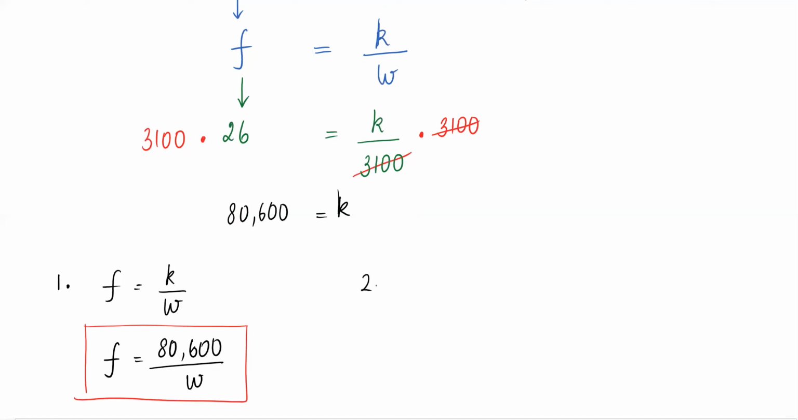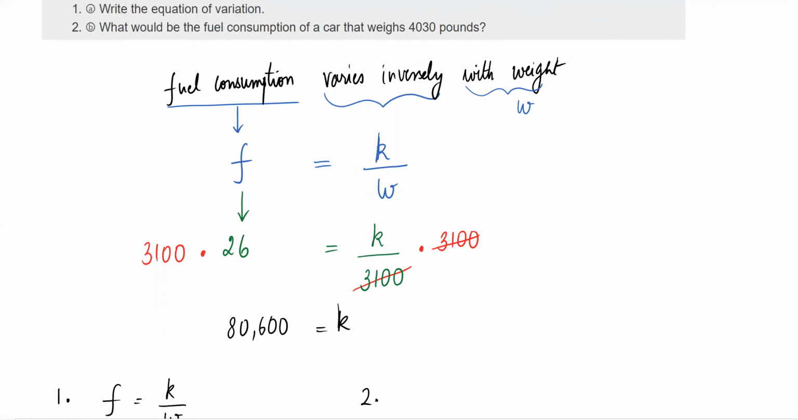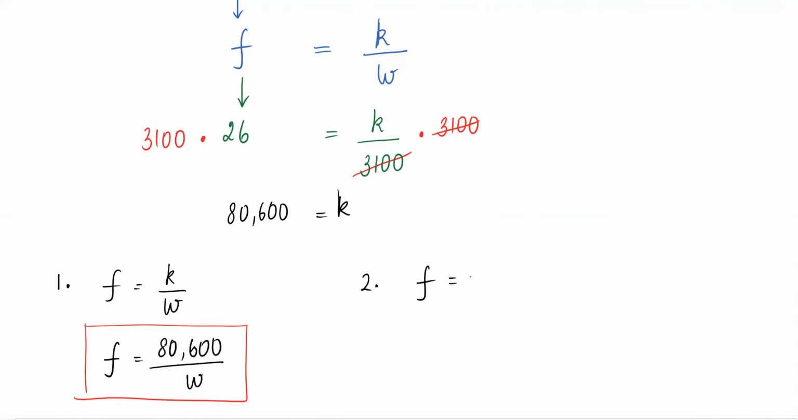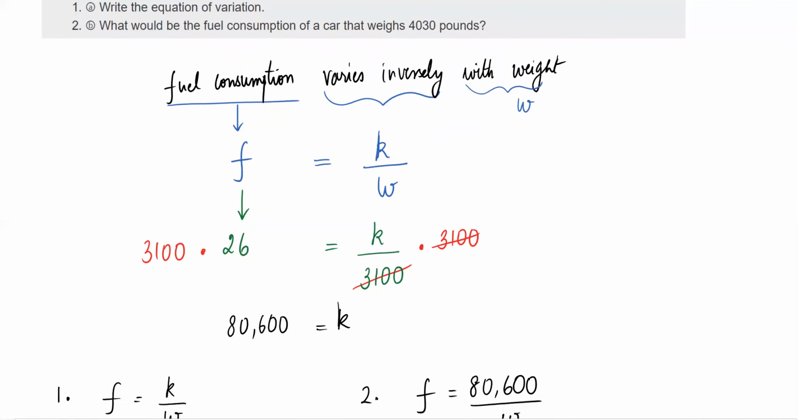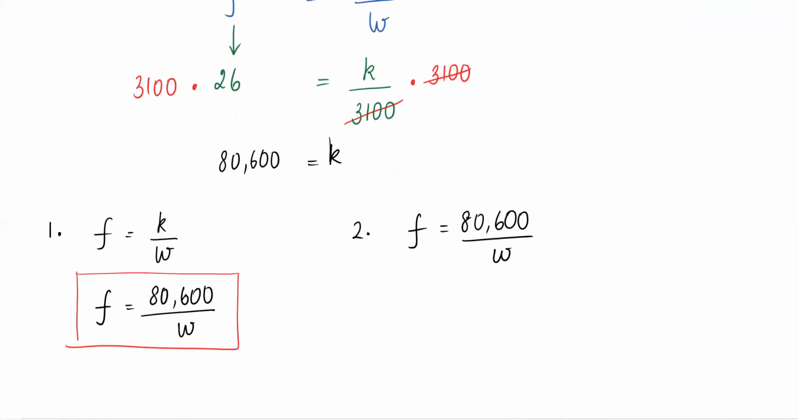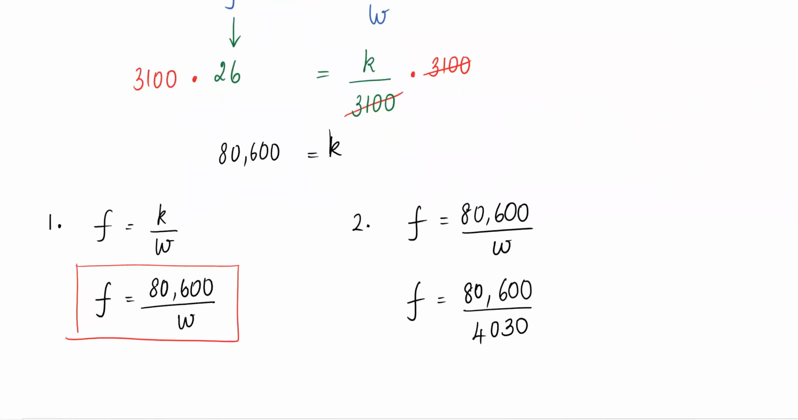Let's go to the second part. It says, what would be the fuel consumption of a car that weighs 4,030 pounds? We got the relation from part A, 80,600 over W. And we are given the weight of a different car, and they're asking us what will be the fuel consumption. So F is still missing. So F equals 80,600 over 4030. Let me check that number again. Yes, 4030. So divide them out, you get 20.